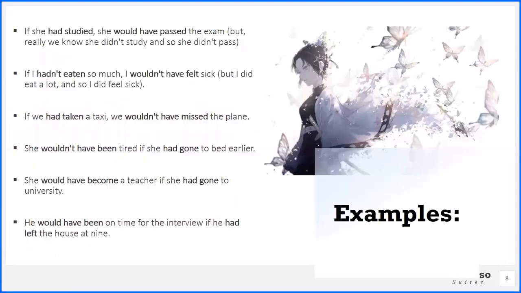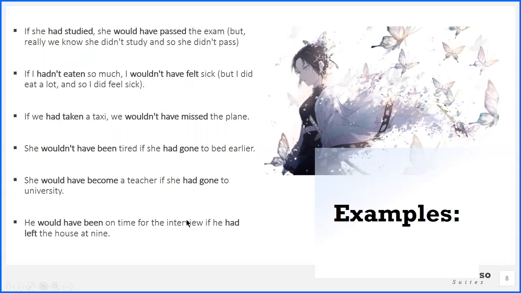Here we have a lot more examples. You guys can go over them if you want. I'm not going to go over all of them for the sake of time, but let's go over one. If we had taken a taxi, we wouldn't have missed the plane. So this is what I mentioned with a lot of the expressing regret. Like, if this had happened, a different result would have occurred. So we have it right there.